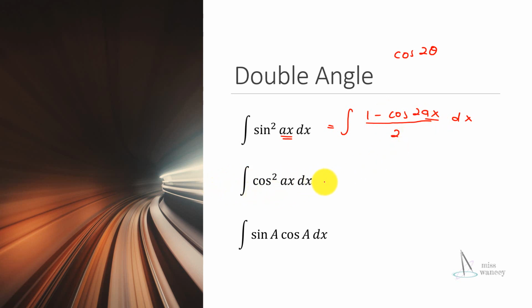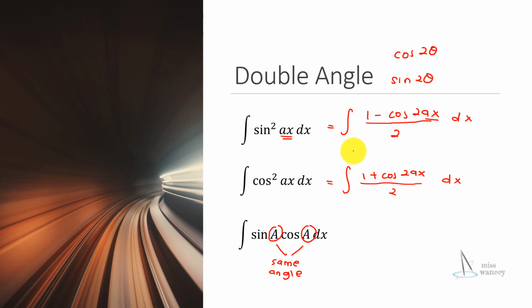If we have cos square, again we use the double angle formula. We change this to become 1 plus cos 2ax over 2 dx, and then you can integrate as usual. Another example that might not look too obvious: if we have a multiplication between sine and cos, both having the same angle. The way we solve this is again by using the double angle formula, but instead of using cos, we are going to use the sine of 2 theta.